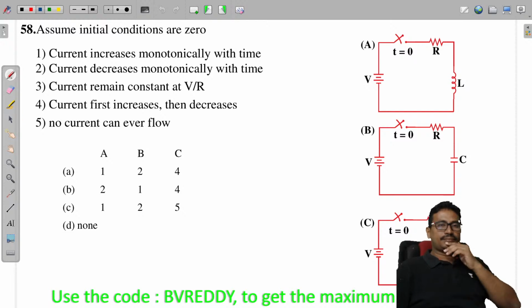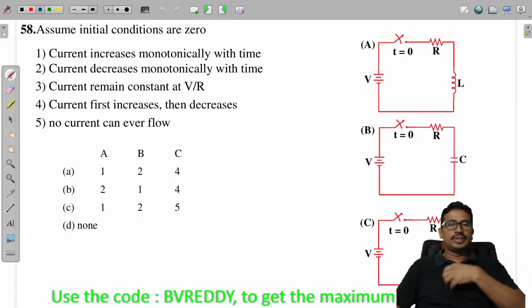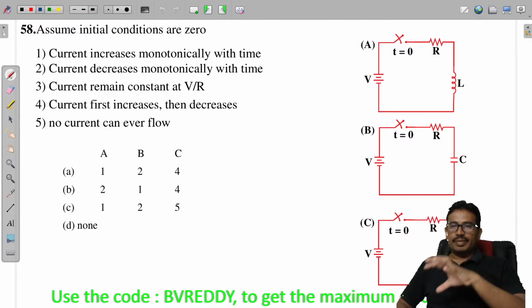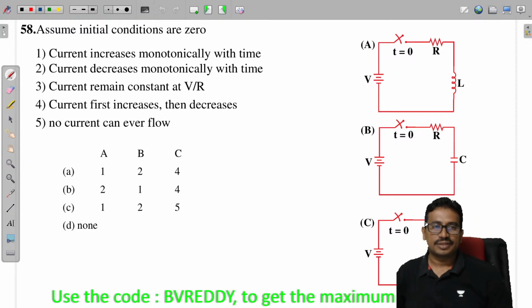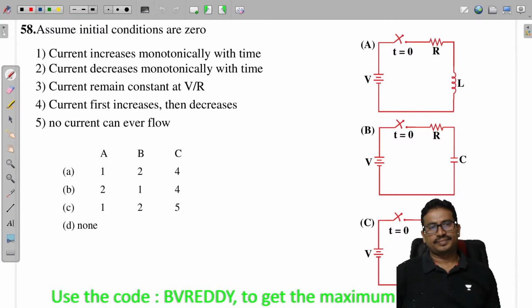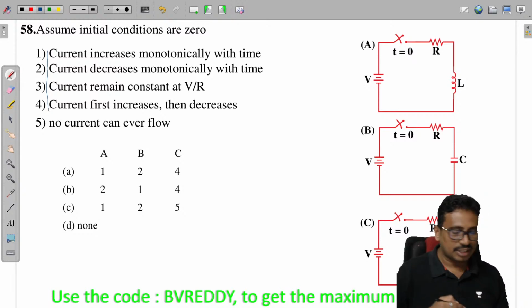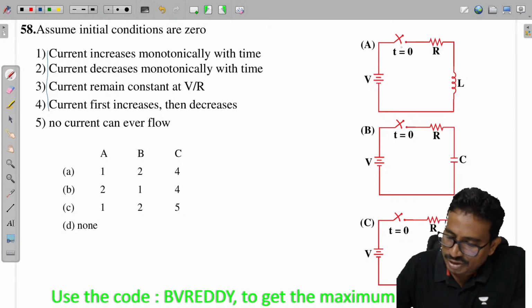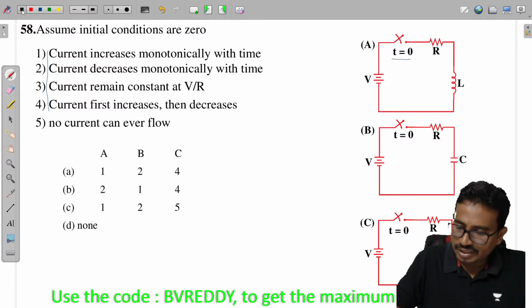And see this problem. Assume initial conditions are 0. They have given this, and we need to match these circuits to the corresponding options. Look at now here. Let us find out the expression. They have given the current expressions. Let us find the current in all the cases. First case: at t equal to 0, the switch is closed. So let's find the currents in this case.